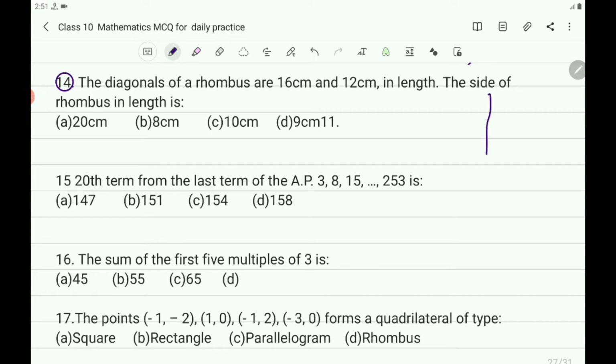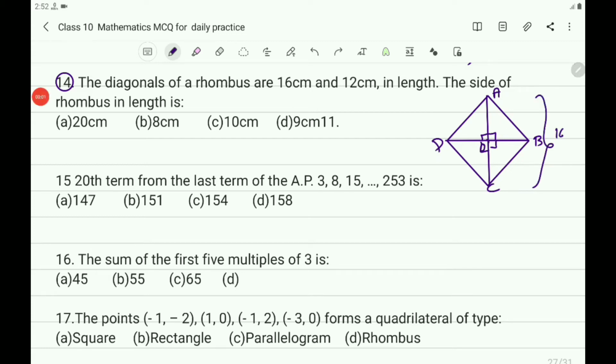So let us have the diagonals. This is the rough sketch of the rhombus, and you know that in a rhombus diagonals bisect each other. Now let us name it as ABCD. The diagonals intersect at a point O. You know that in the rhombus diagonals bisect perpendicularly. So AC is the diagonal, 16 centimeter. As AC is 16 centimeter, here AO and OC are half of 16, 8 and 8. And DB is 12 centimeter, so they are 6 and 6.